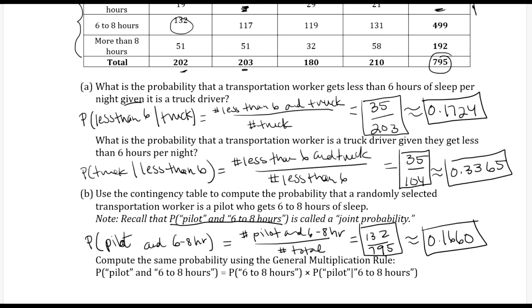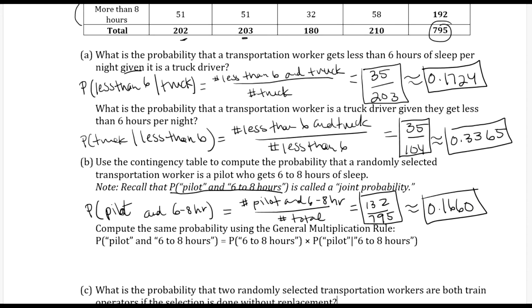So you might have been thinking, wait a second, if this is an and probability, shouldn't we be doing a multiplication rule? And we can definitely do it doing the multiplication rule. Whenever we have a joint probability with and or with or, we can go through and utilize those rules that are appropriate for those situations. So when we have the probability of pilot and 6 to 8 hours, we have this and, so we have the multiplication rule that we have to use.